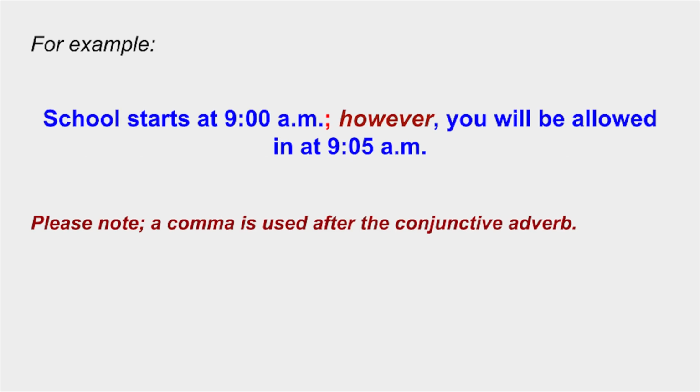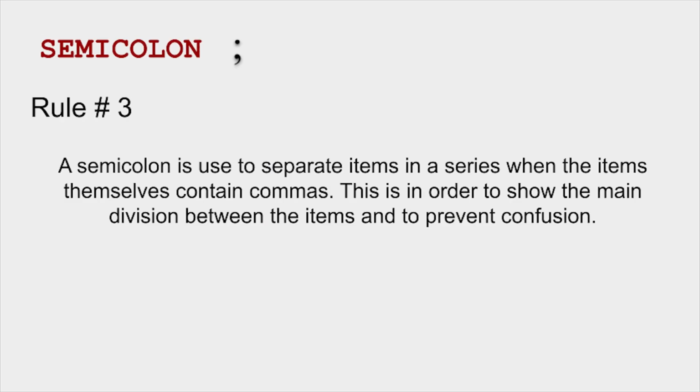For example, school starts at 9 a.m.; however, you will be allowed in at 9:05 a.m. The semicolon comes at the end of the first independent clause. School starts at 9 a.m. It's then followed by the conjunctive adverb, however. Please note a comma is used after the conjunctive adverb.